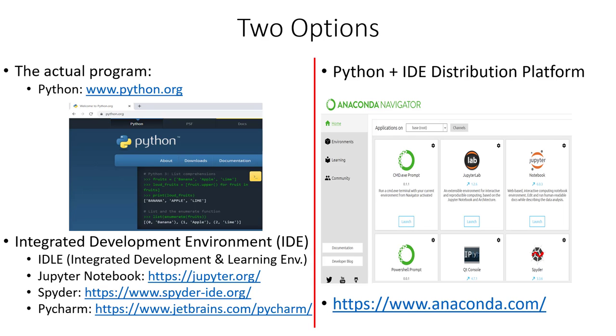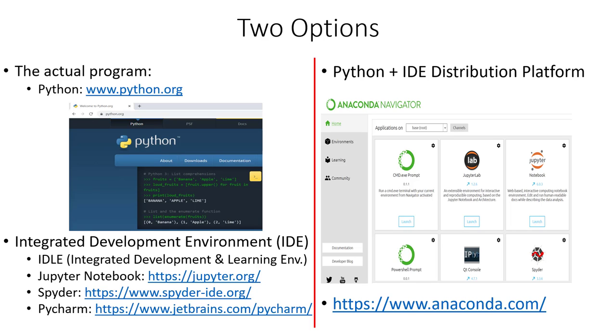Now, instead of taking this two-step approach, you can install all of the requirements from one single platform, and Anaconda brings you that convenience. If you install Anaconda, it will automatically install the Python program as well as other popular IDEs, as you can see here. And these include Jupyter Notebook, which is very popular, and Spyder. There are many other platforms that come with Anaconda.